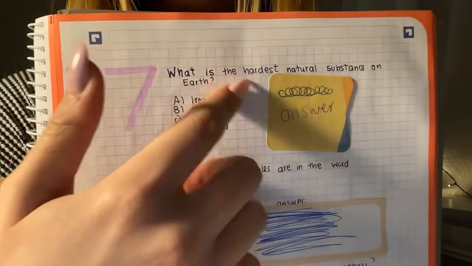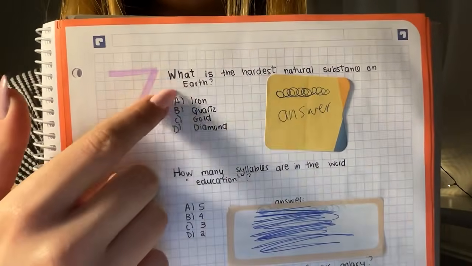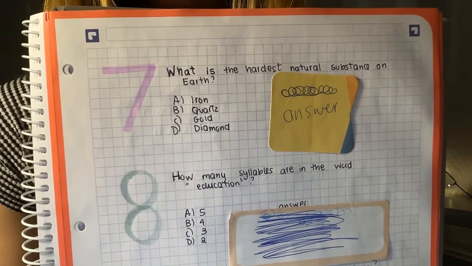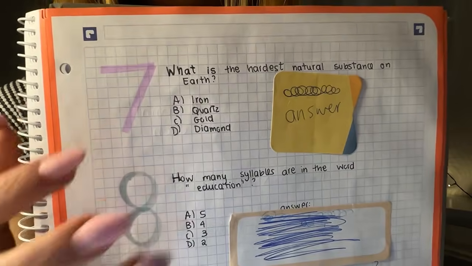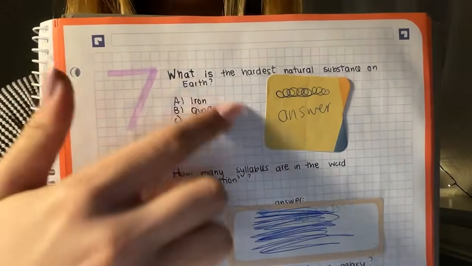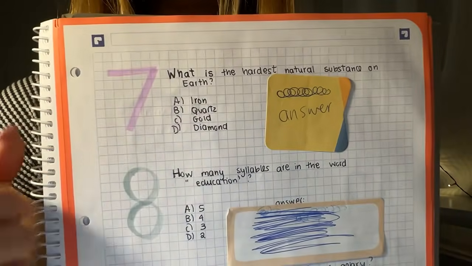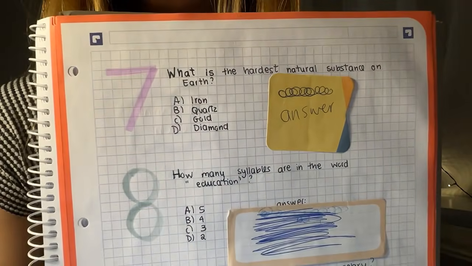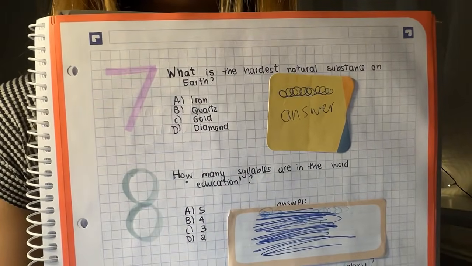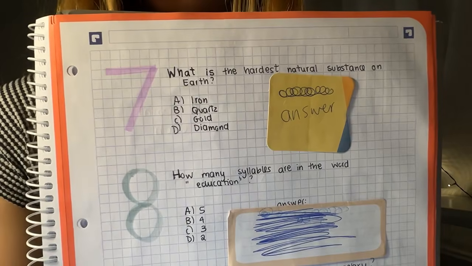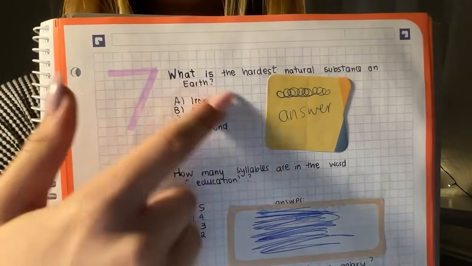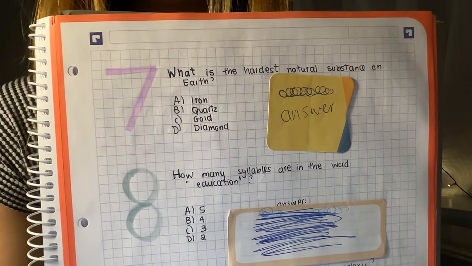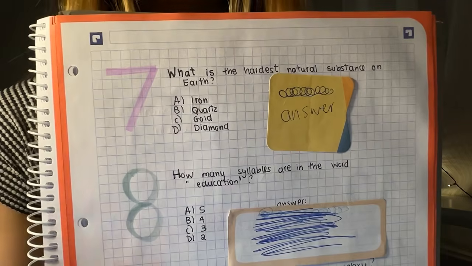The hardest natural substance on our beautiful planet Earth. Iron, quartz, gold, or diamond? What do you think is the correct answer for question number 7? Out of these options, which one is the hardest substance? Iron, quartz, gold, or diamond? Okay, do you have your answer locked in?